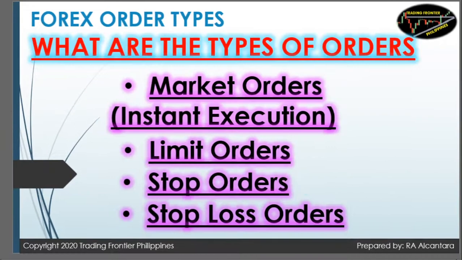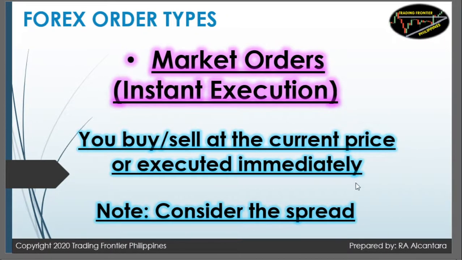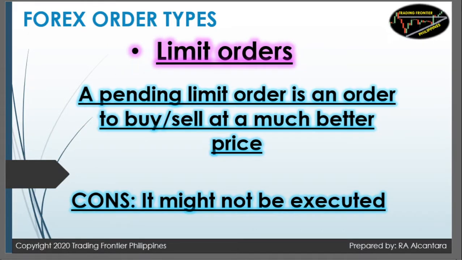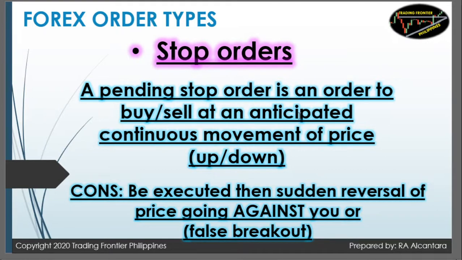We have four types of orders in forex. Market orders, or instant execution, meaning your order is executed immediately, so always consider the spread. Then limit orders. These are pending limit orders for you to buy at a much better, discounted price or sell at a much higher price. Stop orders are an anticipation of continuous movement of price, so always watch out for false breakouts.